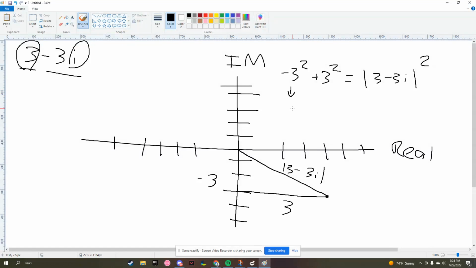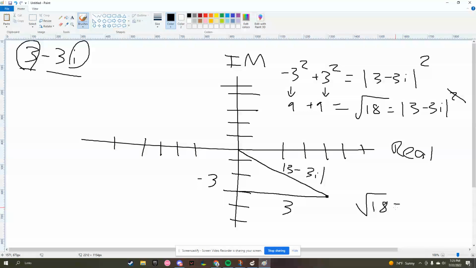Now we'll just answer it out. Negative 3 squared is 9, plus positive 3 squared, which is 9, equals 18, equal to the absolute value of 3 minus 3i squared. But there's still a square here, and we don't want it, so we'll square root it out. This cancels out, and the final answer is the square root of 18, or the radical of 18, is equal to the absolute value of 3 minus 3i.